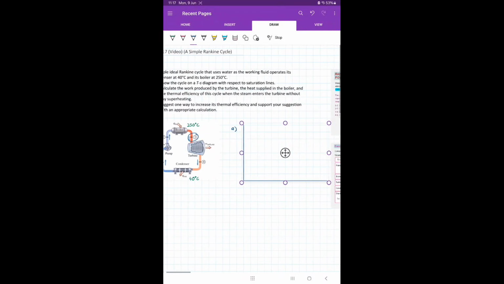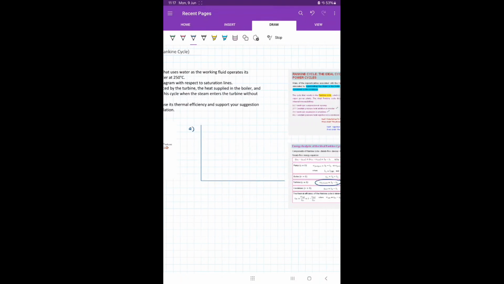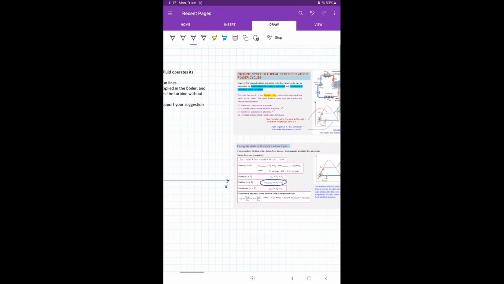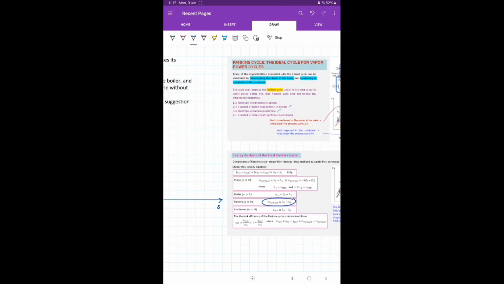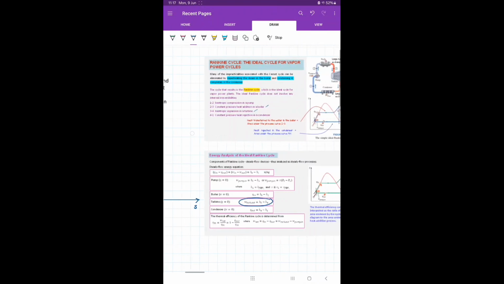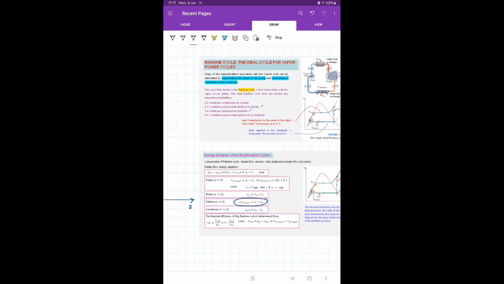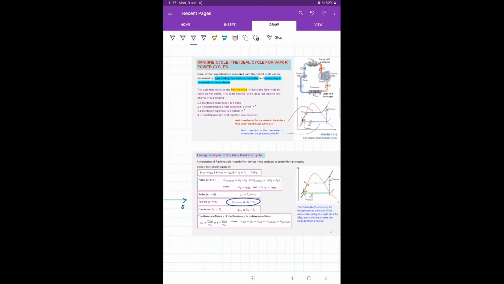Okay, all right, let's refer to our notes. From the notes, for an ideal Rankine cycle, from state 1 to state 2, we have an isentropic compression in a pump, and then from 2 to 3 you have constant pressure heat addition in a boiler. From 3 to 4 you have isentropic expansion in a turbine, and then from state 4 back to state 1 you have a constant pressure heat rejection in the condenser.